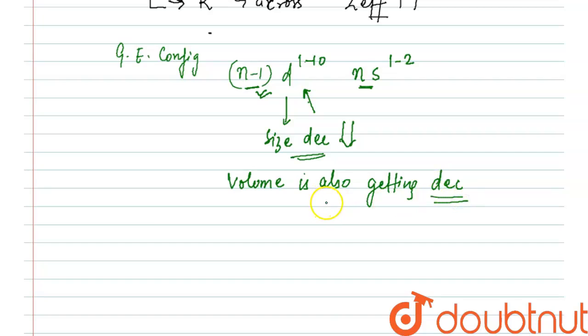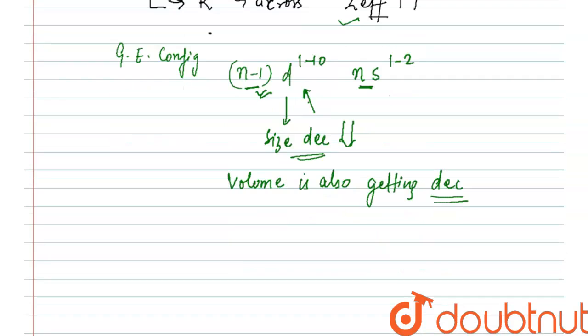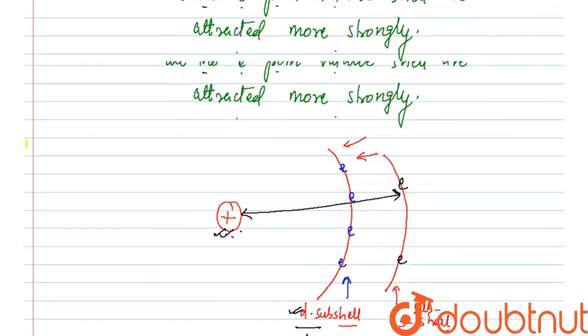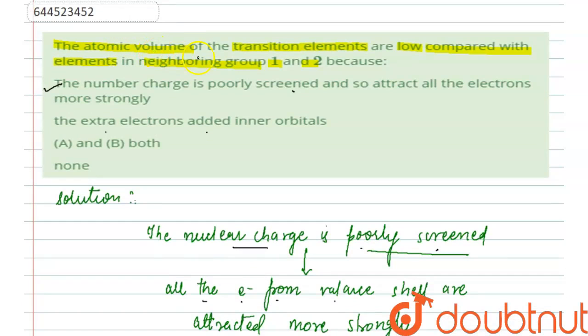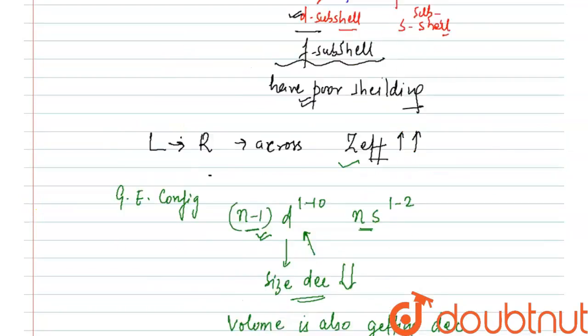If we compare it with group 1 and group 2, there is a better shielding effect and there is no such increase in Z effective, as we can see here. All these are the reasons why transition elements have low atomic volume compared with group 1 and group 2. So this is also correct. These two statements are correct, so the correct option for this question is C, where both A and B are correct, and the last one is incorrect. This is how we can solve this question. I hope you all understand.